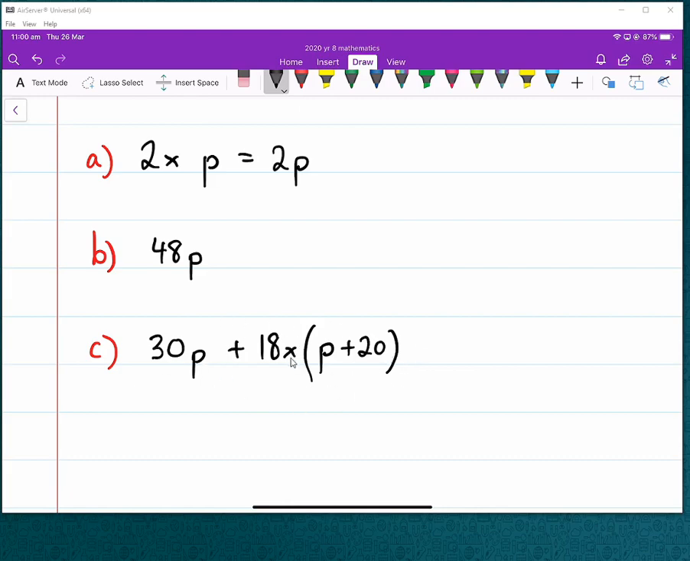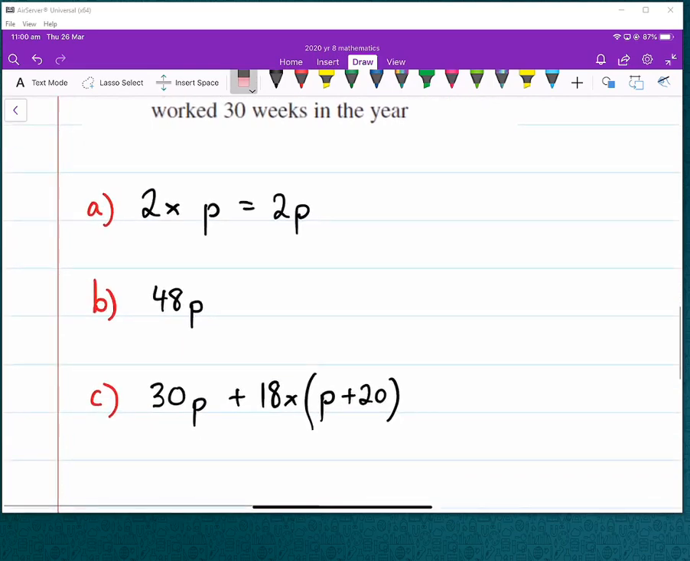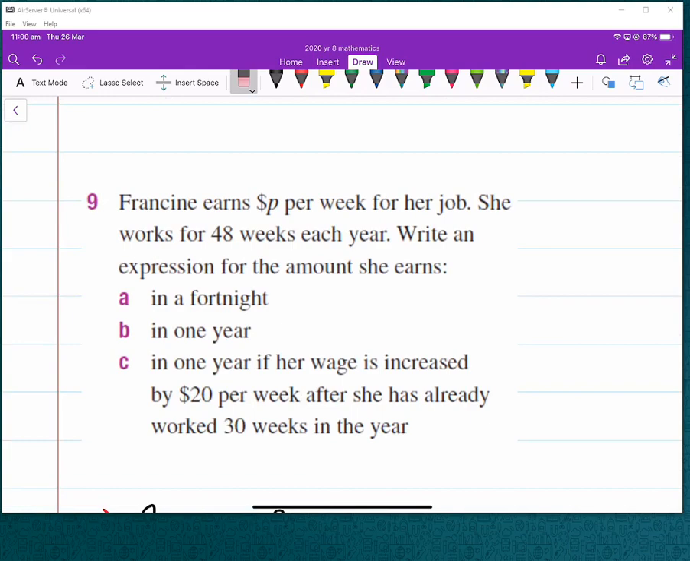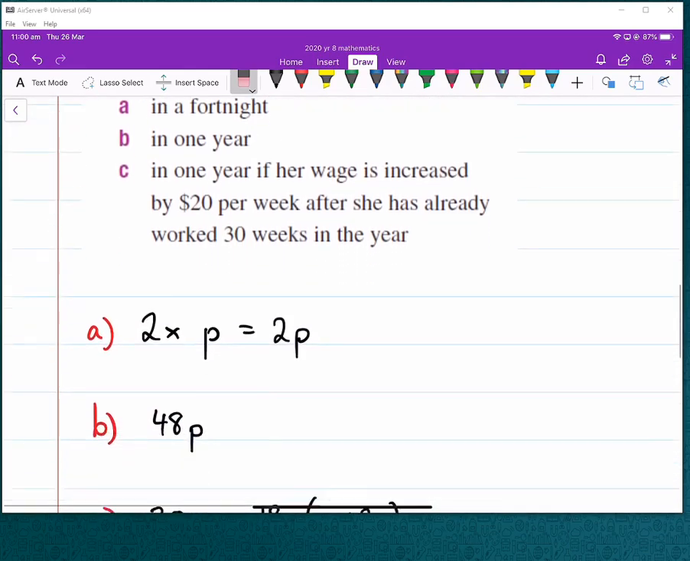However, I wrote a times there. We don't even use that times, so I could rub that out. I'll use my rubber, I rub that out, and this is what our expression would be: 30 times P plus 18 times (P plus 20). Okay, so that should have been, this is question 9 from the exercise.